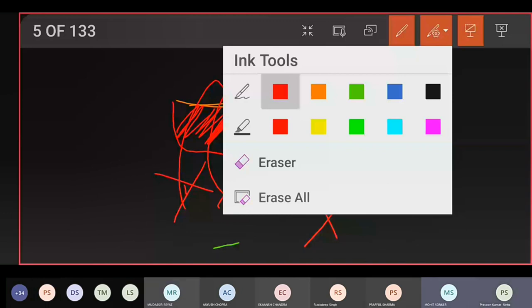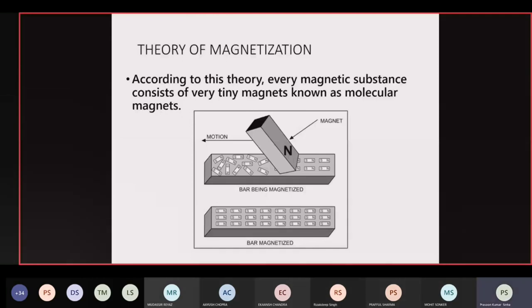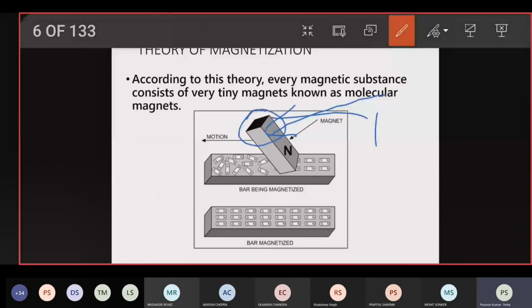So, going forward. This is the magnetizing method. Ek to humne current se magnetize kiya. The other method can be bringing a magnetizing field by a magnet. So this itself is a magnet. Yes, it is a magnet. We are continuously passing this magnet over a non-magnetic material, not being a magnet.